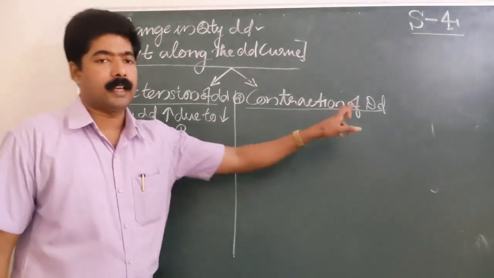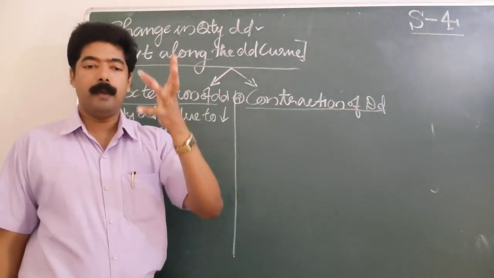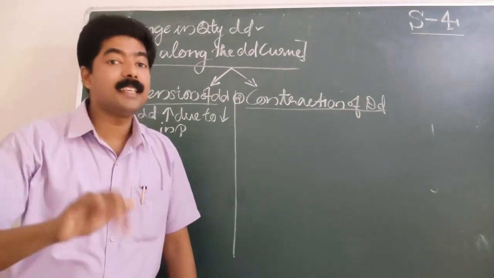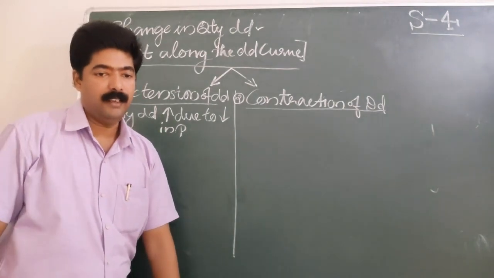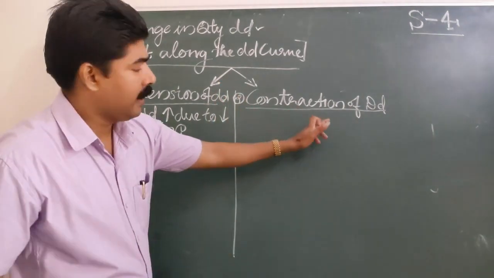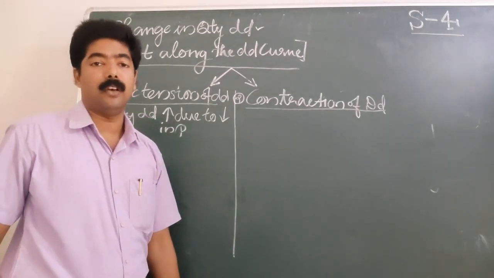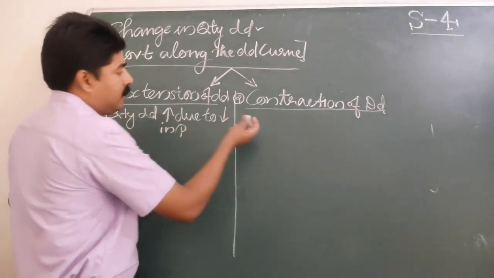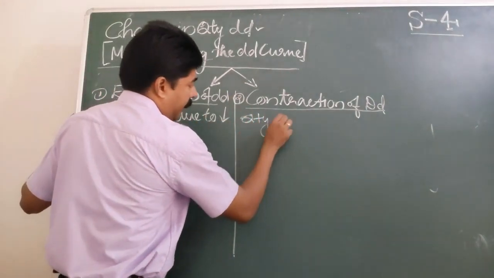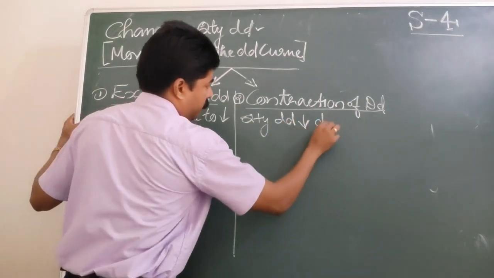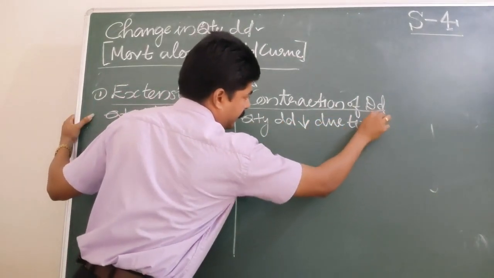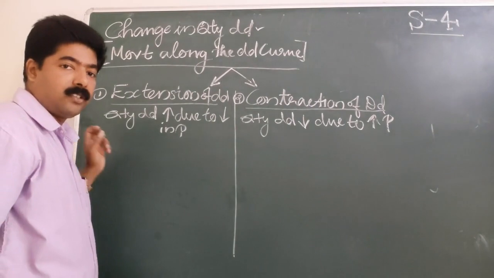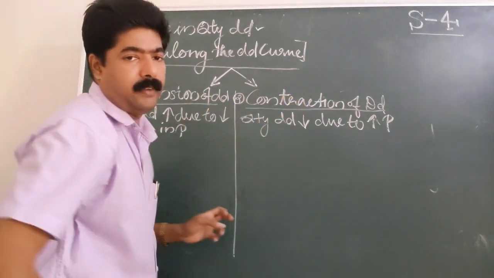Now what is meant by contraction of demand? Contraction of demand is a fall in the quantity demanded when there is an increase in the price of the commodity. Just the opposite of that. We can write that quantity demanded decreases due to an increase in price. This is known as contraction of demand.